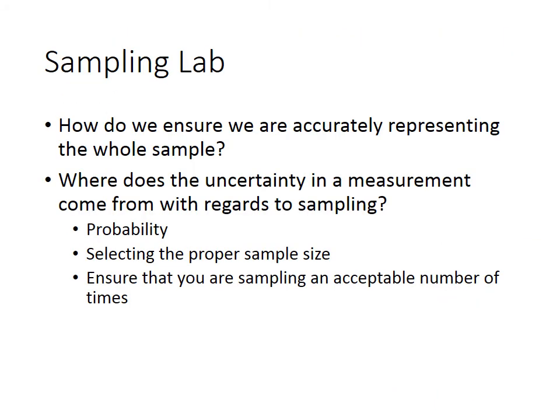So in the sampling lab, our goals are to ensure that we're accurately representing the whole sample. So how do we do that? They're going to go through some exercises to help you figure that out. And you're also going to look at some exercises that help you determine the uncertainty in the measurement that comes from sampling. And a lot of the things you're going to be looking at include probability. You're going to be measuring this or calculating this several times. You're going to figure out how to select the proper sample size, and you're also going to ensure that you're sampling an acceptable number of times.